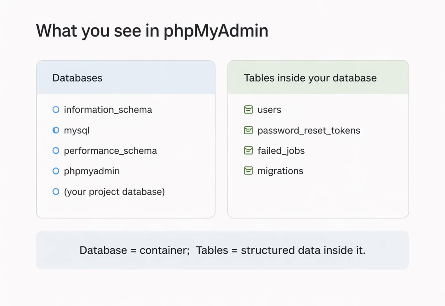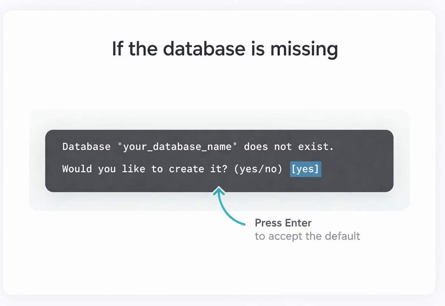In phpMyAdmin, the left side lists databases, and inside a selected database, you'll see tables. It helps to keep the vocabulary clear. The database is the container, and tables are the structures inside it where rows of data are stored. When Laravel runs migrations, it creates tables like users and migrations by default, along with other supporting tables depending on the starter template. If the database name in .env does not exist yet, Laravel can prompt during migration. The prompt typically asks whether to create the missing database, and the default option is often yes. In that case, pressing Enter accepts the default and continues. After that, refreshing phpMyAdmin should show the new database, and the migrations will create the tables inside it.